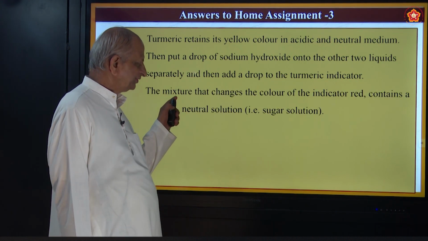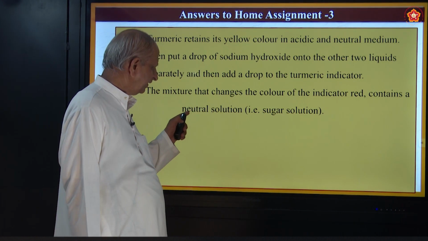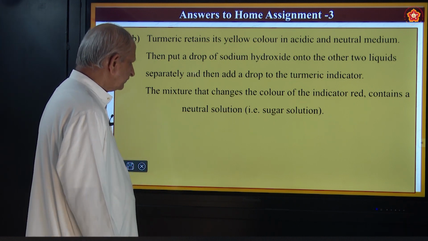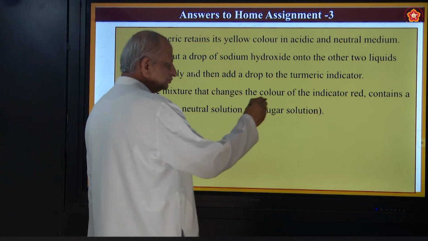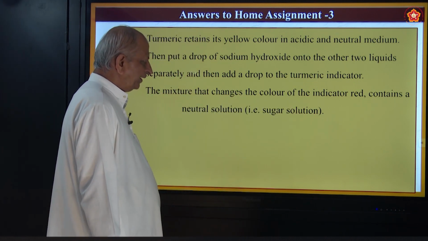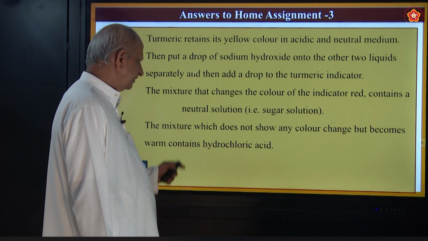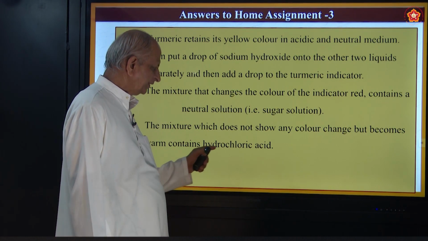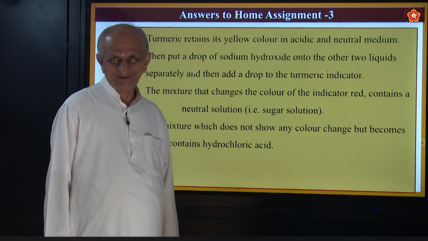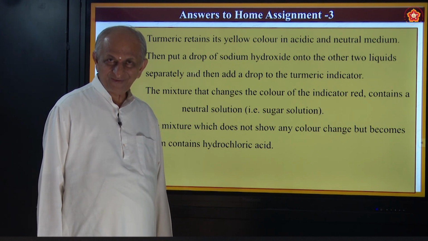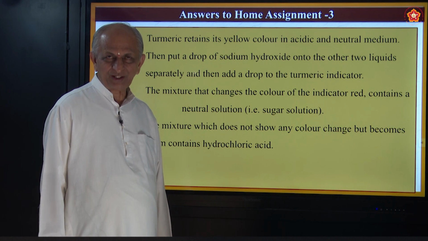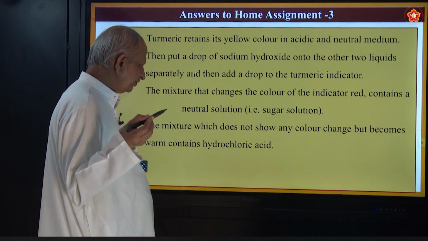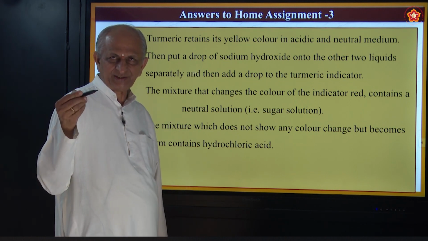The mixture that changes the color of the indicator to red contains a neutral solution, for example sugar. So, sugar solution, what does it do? It changes to red when turmeric is added. The mixture that does not show any color change but becomes warm contains hydrochloric acid. Becomes warm. Is it so? Yes. In a neutralization reaction it becomes warm. And in future you are going to study the reactions which give out heat.